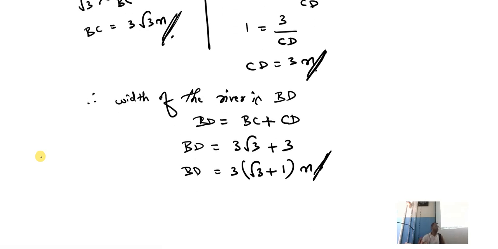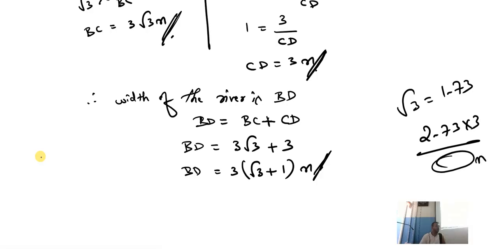In the question they have not asked to substitute the value of root 3, so you can keep it as it is. In case your teachers ask for the exact answer, then take the root 3 value as 1.73. Just add 1.73 plus 1, which is 2.73. Multiply that by 3 and you will get the exact value in meters. That's it. Substitute the value and add or multiply. So this is the width of the river.